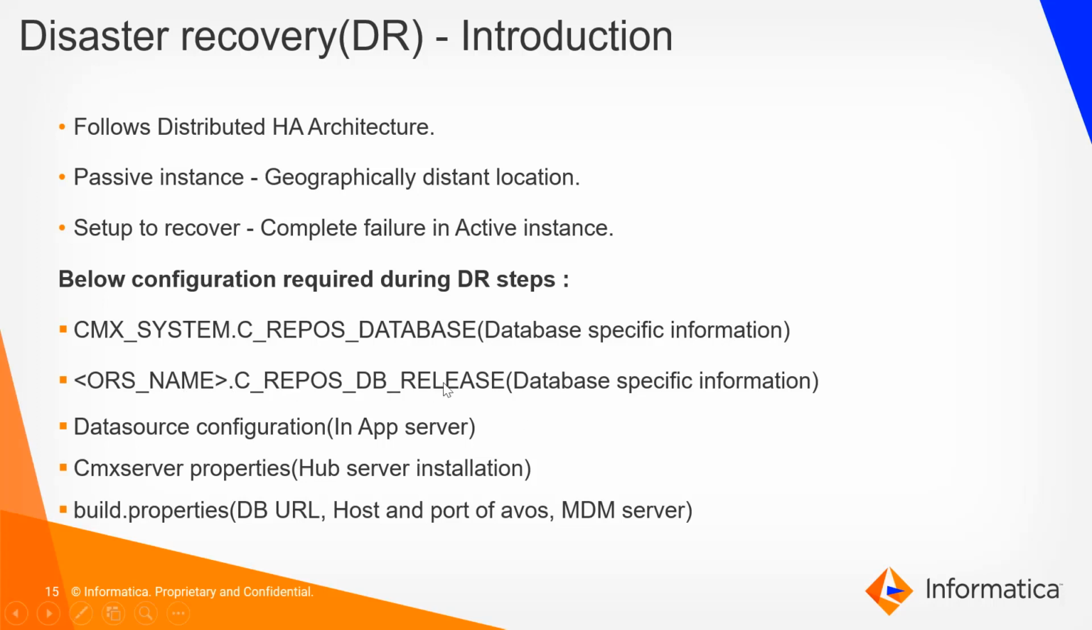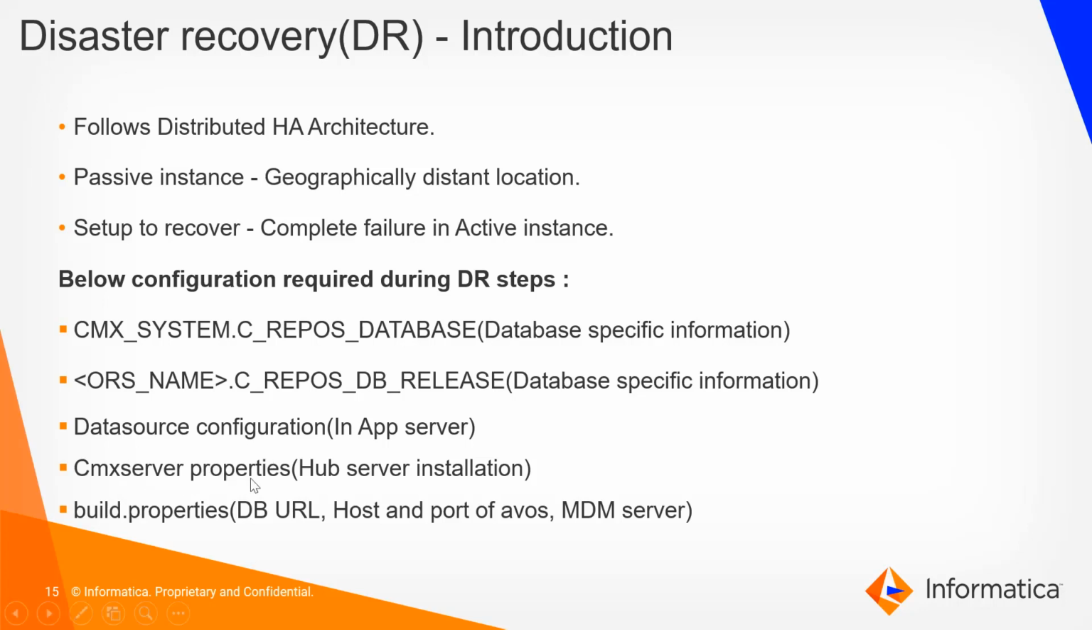Similarly, in the ORS, we also have a C_REPOS_DB_RELEASE. There also database specific information is stored, like the connect URL and so on, that needs to be updated according to the DR DB server, which we are calling the passive instance. Now in the data source configuration at the app server level, if you have copied the configuration file from the active instance to the passive instance, then the data source also contains the active DB server details. That also needs to be updated to point to the DR DB server, right?